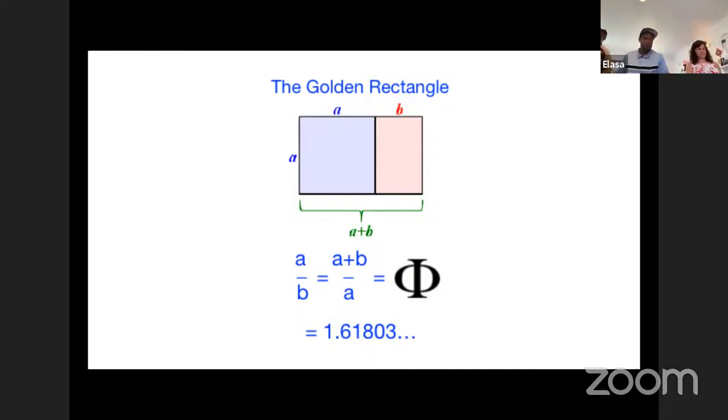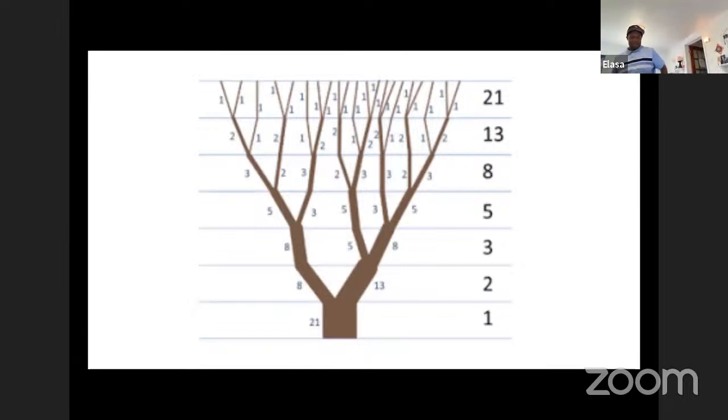Okay. So, we're going over the Fibonacci sequence. Does everybody here who's just joined know the Fibonacci sequence?